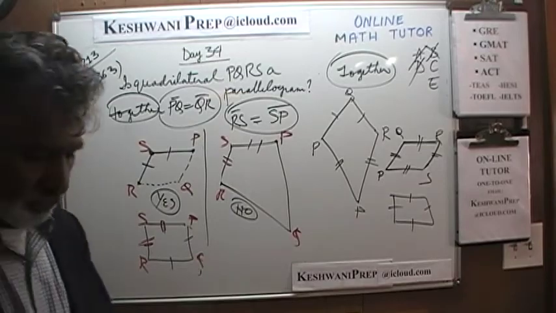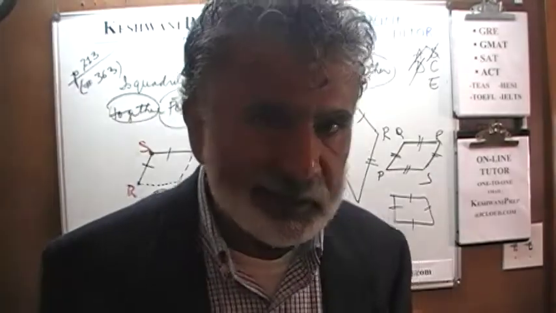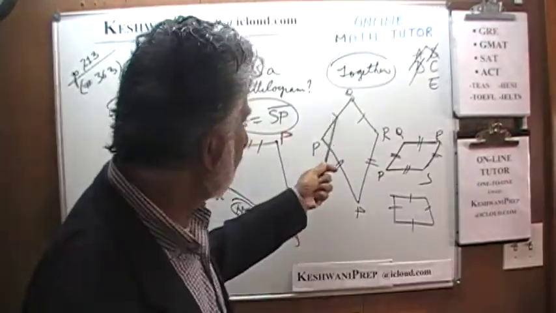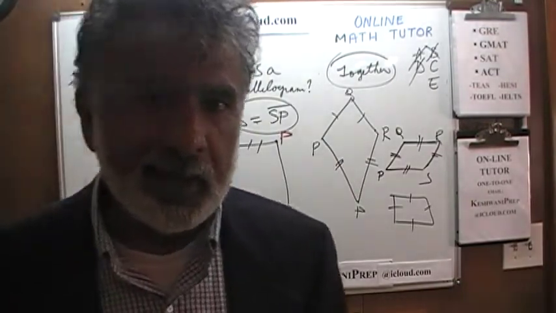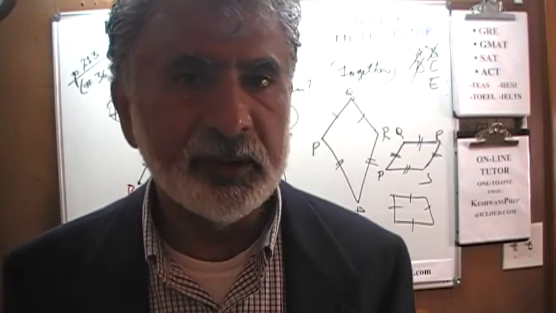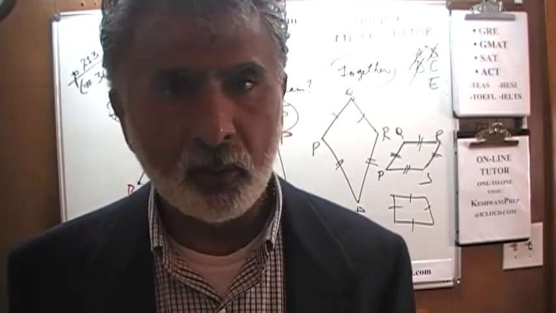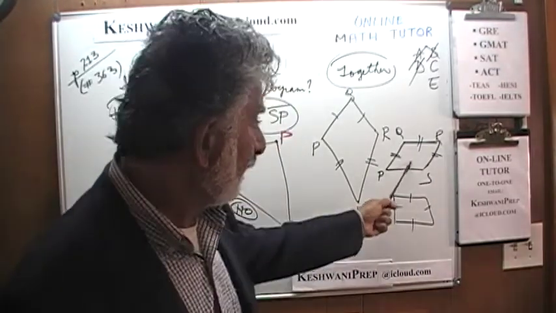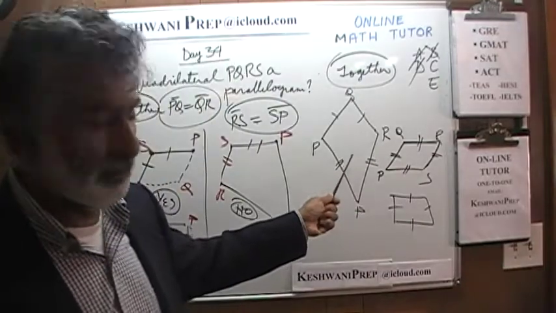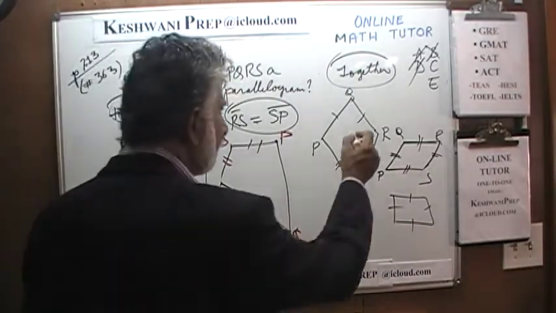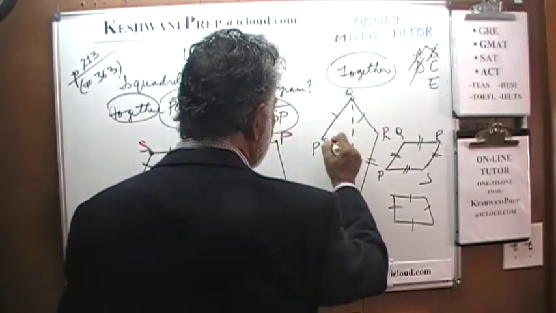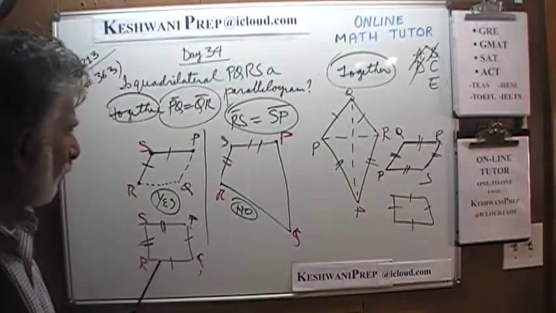So just because we know that these two adjacent sides are equal to each other, and these two adjacent sides are equal to each other, that in itself does not necessarily mean that it needs to be a parallelogram. It may be, it may not be. Something like this, I believe, is called a rhombus. It looks like a kite, as you can see. I think it's called a rhombus, but don't quote me on that.